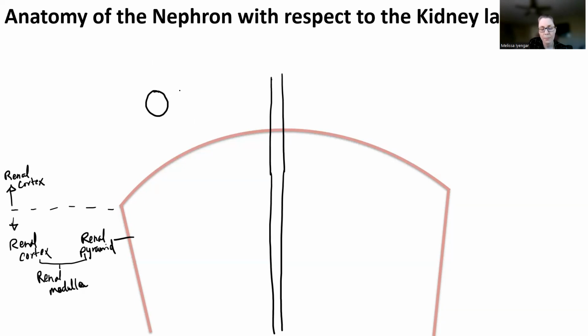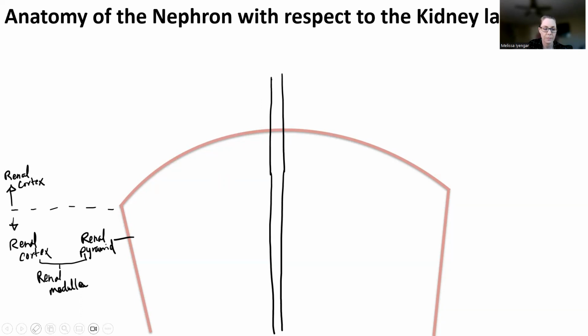And then coming off that ball is going to be a really windy tube called the proximal convoluted tubule. It's going to dip a little bit into the renal pyramid here, and then it comes back up and winds until it hits the collecting duct. Okay, so our tube should kind of go like that. And technically, this is a simplified version of a nephron. I should probably really make it much more complicated.